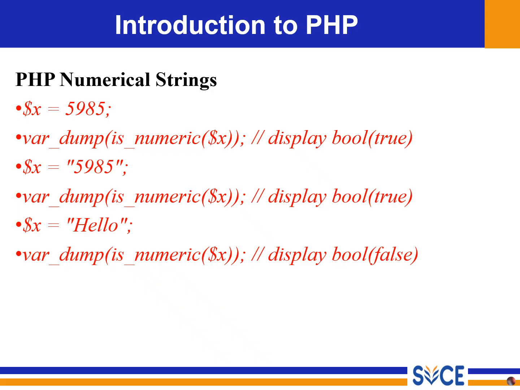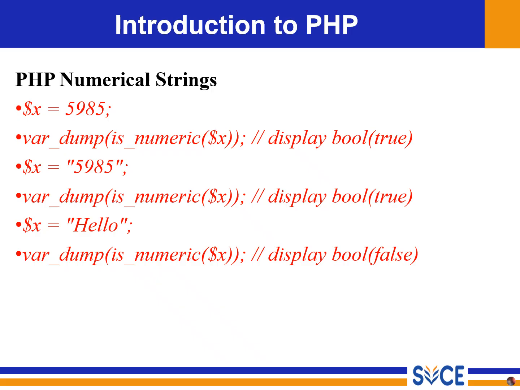Now, we will see some examples for numeric strings. In our first example, we assign the integer 5985 to the variable $x. When we pass $x to the is_numeric function, it returns true because 5985 is a number. In the second example, we assign the string "5985" to $x. Now, PHP sees it as a numeric string. So, is_numeric returns true.